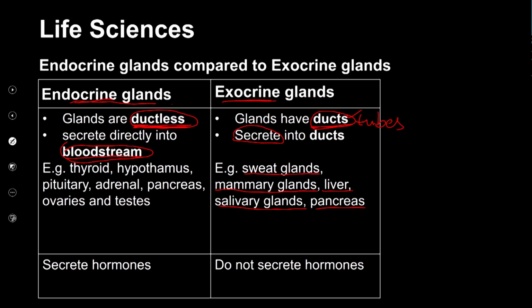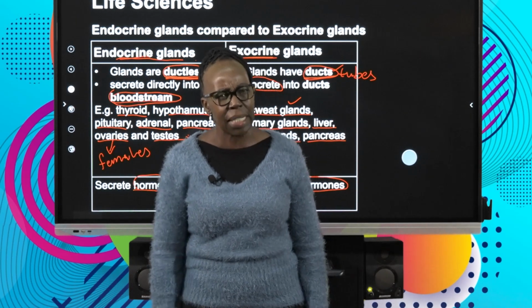And what are the examples of these? We've got the thyroid gland, the hypothalamus, the pituitary gland, adrenal gland, pancreas, ovaries in females. Remember, only in females. And testes, only in males. This is key to know. And then these endocrine glands secrete hormones. But the exocrine glands do not secrete hormones. Like we gave an example of the sweat glands. What is secreted from the sweat gland? It's sweat. So sweat is not a hormone.